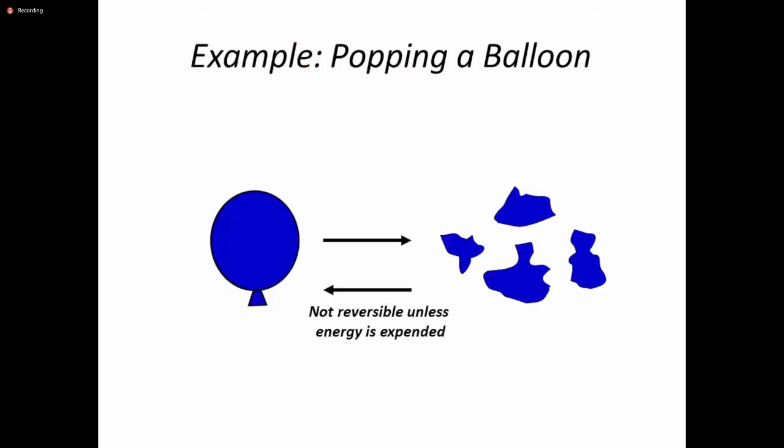Popping of a balloon is not reversible unless energy is expended. So we require putting air, blowing air into the balloon. After some time, it will burst. So if you want to have the balloon again, we require some external agency, some external force, some external energy that we must put into the system so that we get the balloon again. But some external energy is required.